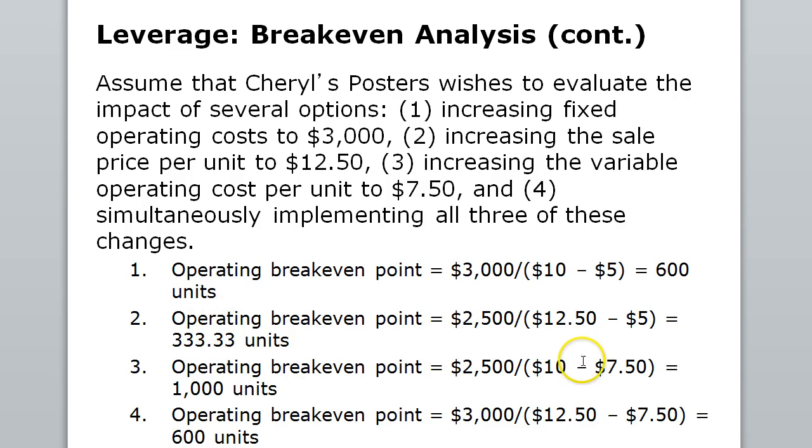And 3, what if they increase their variable cost per unit? So if they increase the variable cost per unit from 5 to 7.50, now we need to sell 1,000 units. And 4, simultaneously implementing all 3 of these changes: increased fixed costs, increased sales price, increased variable cost. And we wind up getting back to the 600 unit level. So that's just a quick what-if analysis on different scenarios.